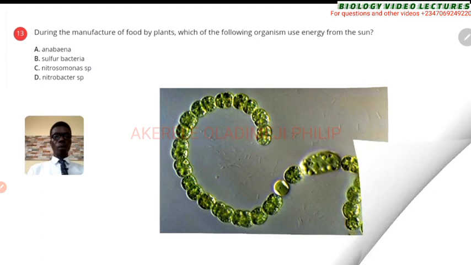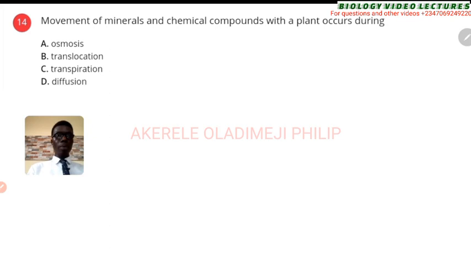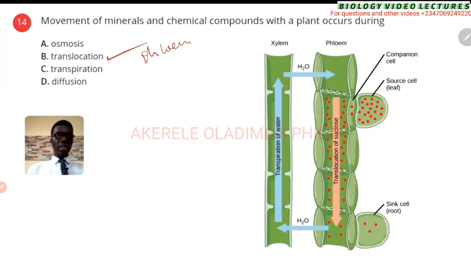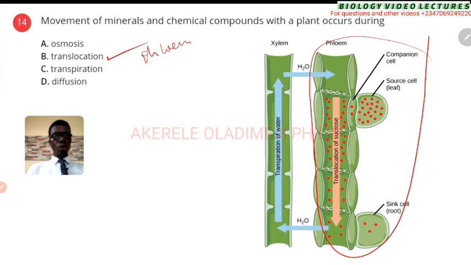Movement of minerals and chemical compounds within a plant occurs during translocation, which is done by a structure called phloem, so to say. All right. Translocation is the movement of food substances around the body of the plant, while transpiration is movement of water through the stomata. So this is what we're saying. This is translocation happening in the phloem. So translocation of sucrose, you can see that here. Translocation of sucrose. All right.